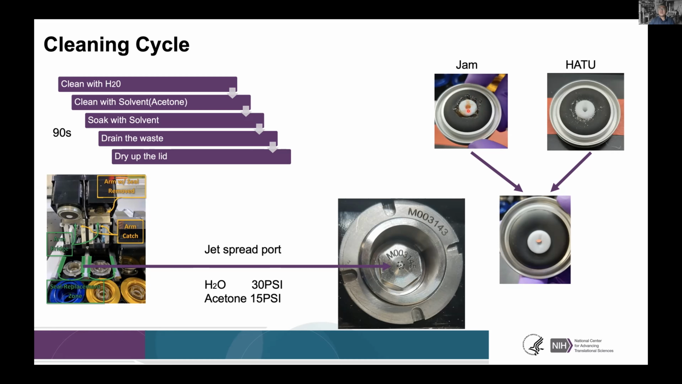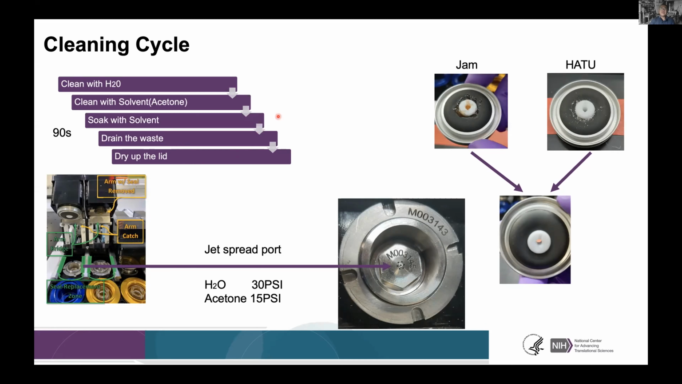So in this testing, we use some jam, and the workflow we're building up here is cleaning with the water and cleaning with the solvent. Here is the acetone: soak with the solvent and drain the waste. And after that, we drop the lid. So it looks pretty straightforward how we are testing that and how we can tweak it.